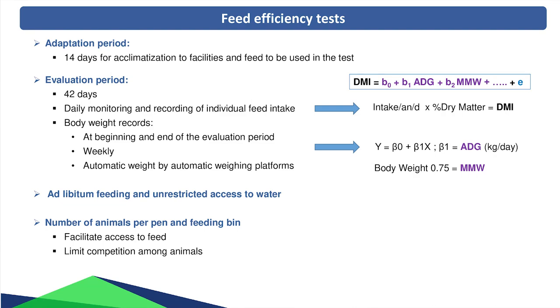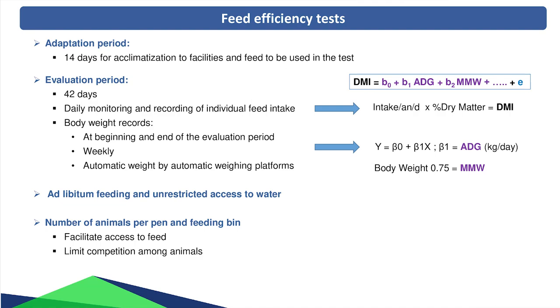So basically, with this short diagram of what a feed intake test is, from this daily monitoring you're going to have the intake per animal per day, that you have to multiply by the percentage of dry matter to have the dry matter intake. Here, usually, this is the simple regression for the average daily gain. Sometimes we use quality controls. For example, the R square for the calculation of the average daily gain should be 0.95 or higher, to be sure that the estimate is accurate and gives you a good estimate of the average daily gain.